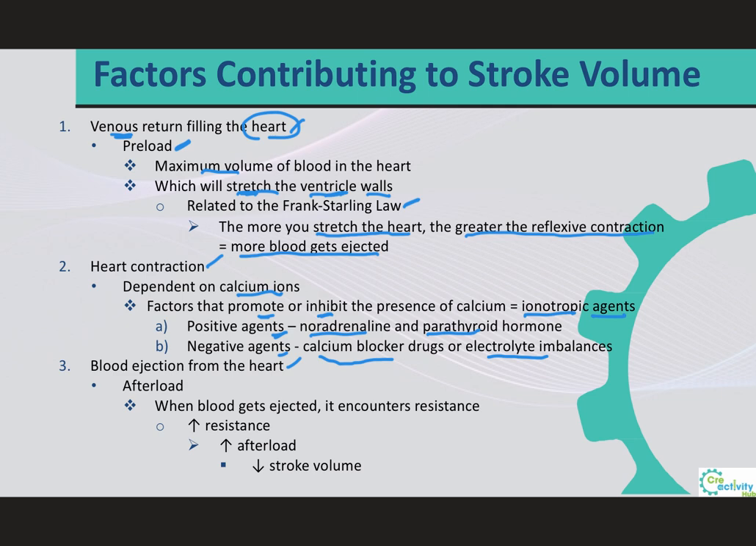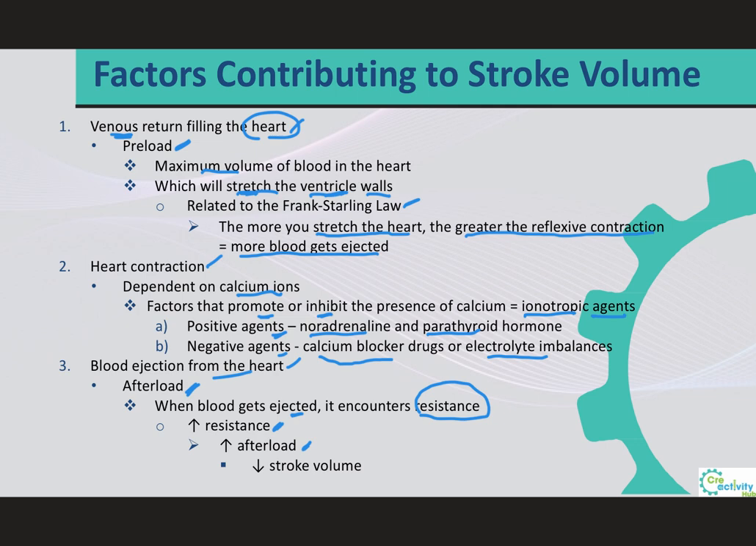And lastly, we have the ejection of the blood from the heart, which is actually called afterload. So when the blood gets ejected from the heart, it will encounter some resistance. Therefore, this means that the wider the blood vessel, the lesser the resistance. Makes sense, right? Or the opposite, the narrower the blood vessel, the greater the resistance. Therefore, we can say that afterload is the resistance that the blood experiences as it leaves the ventricle.